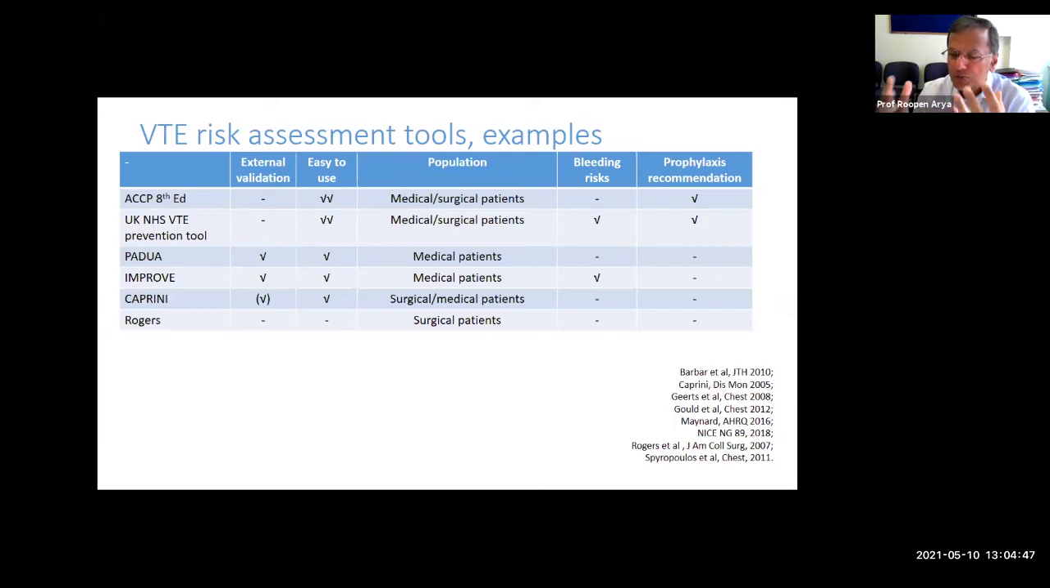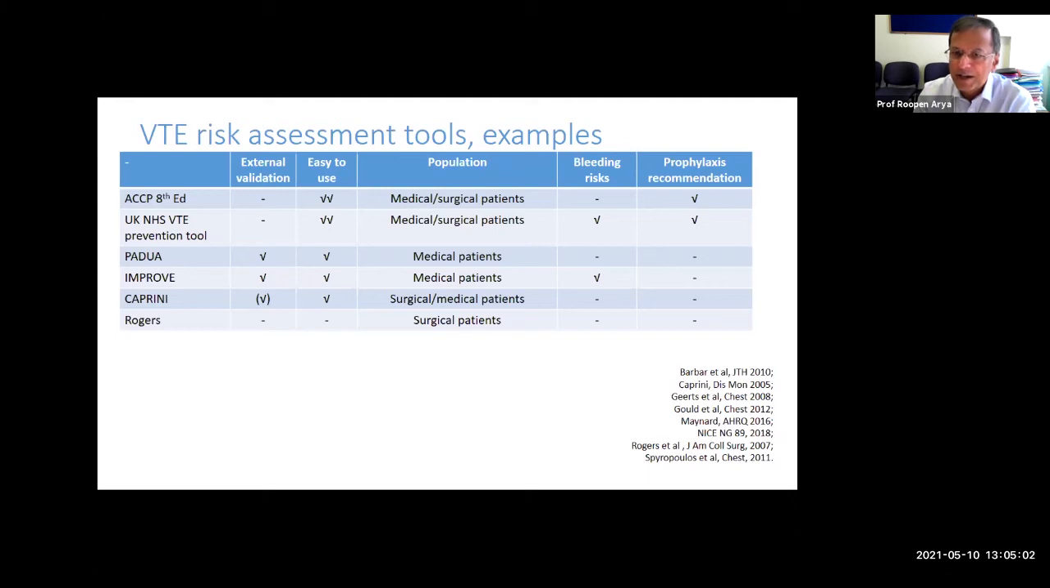Then in medical patients, we saw the derivation of the Padua and the IMPROVE scores that were in medical observational cohorts of medical patients and resulting in a kind of weighted scoring system. And this has been signposted in many guidelines, including the ASH guidelines.